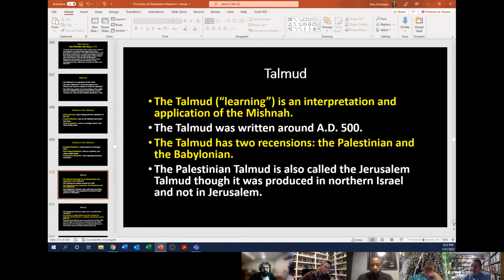All right, so we go from Mishnah to Talmud. The word Talmud has the idea of learning, is an interpretation and application of the Mishnah. So if the Mishnah is AD 200, the Talmud is 500, 300 years later. We have two recensions of the Talmud, the Palestinian and the Babylonian. Palestinian Talmud is also called the Jerusalem Talmud, though it was produced in northern Israel, not in Jerusalem.